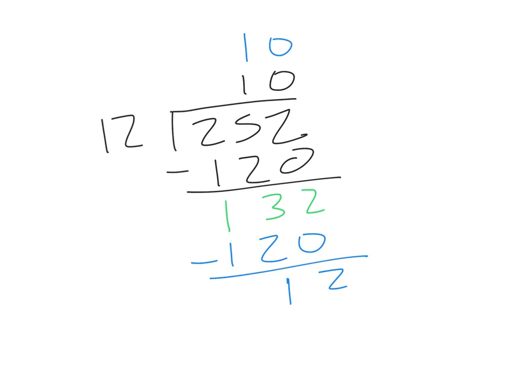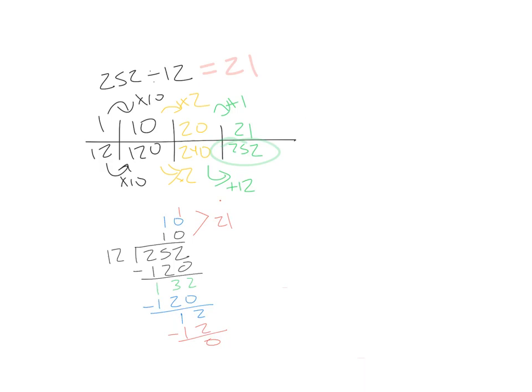12. So now I know that if I multiply 12 by 1, that would be 12. And I'll put my 1 up here. And 12 minus 12 is 0. I don't have a remainder. And when I add up my quotient, I end up with 21, which matches what we found using our ratio table.